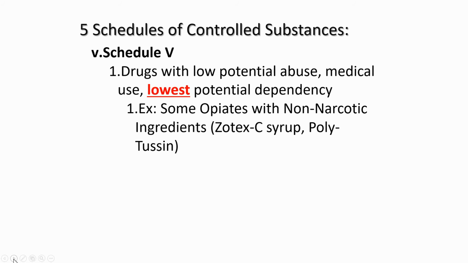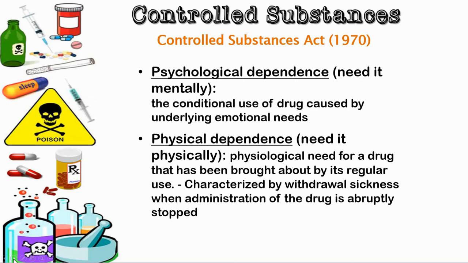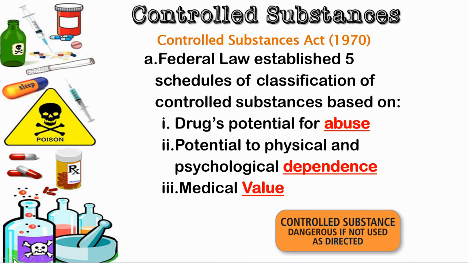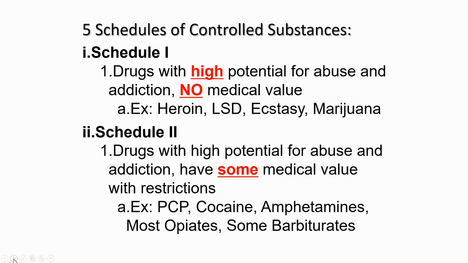All right, so what we kind of need to know from these is what causes these to be classified. Basically, they're classified by the drug's potential for abuse, potential to be physically and psychologically dependent, and the medical value. All right, that's the big thing to know.